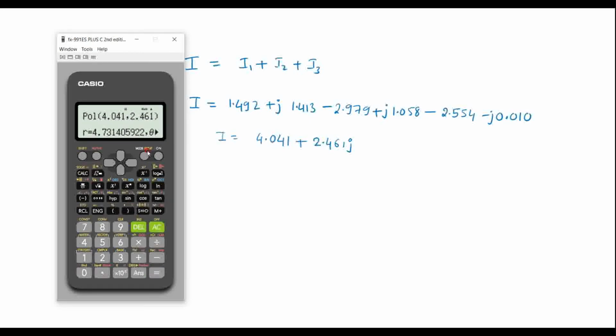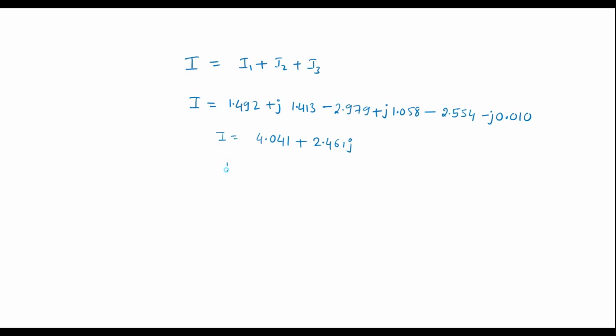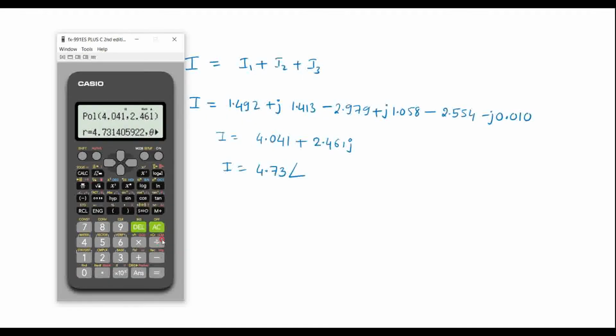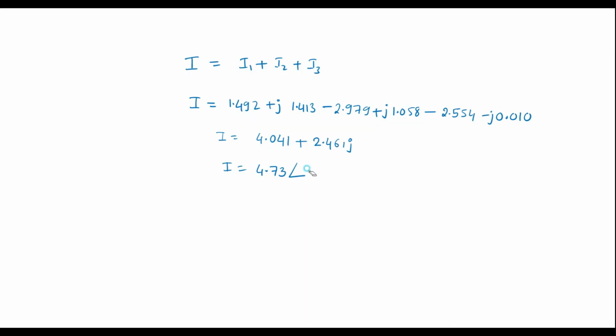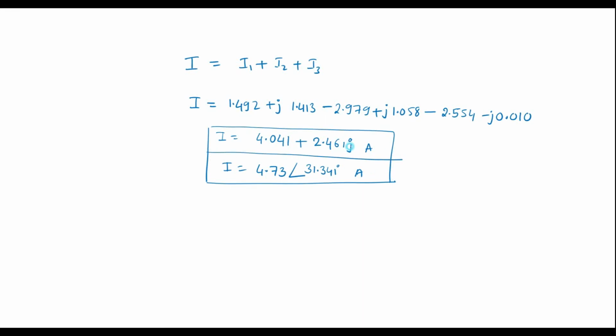It gives magnitude and angle, that is I is equal to 4.73 at an angle of 31.341 degrees amps. So this is also in amps. This is the required result. Here this is in rectangular form and this is in polar form.